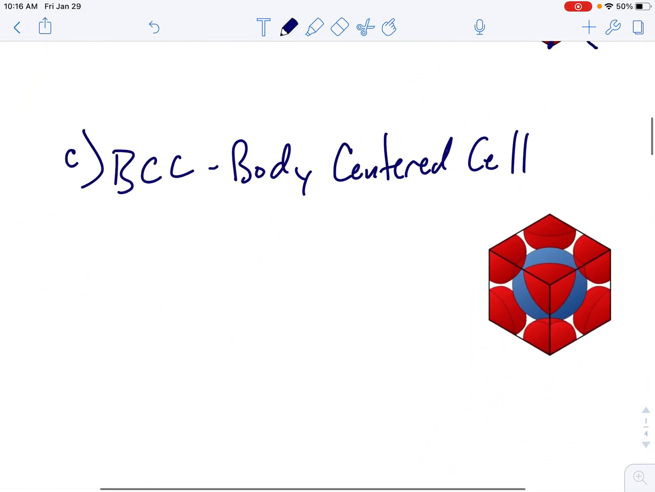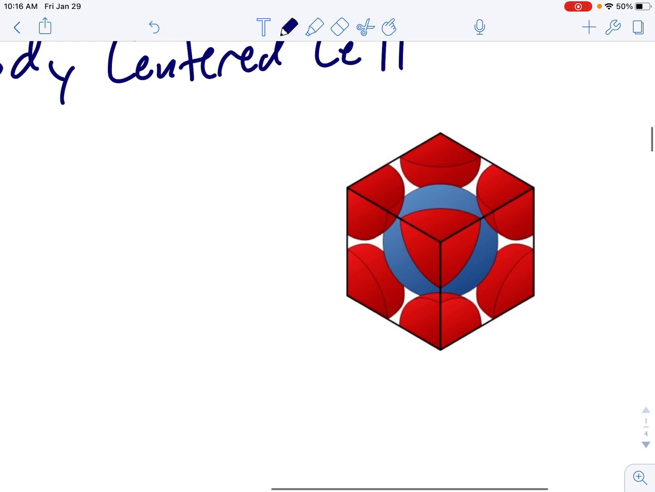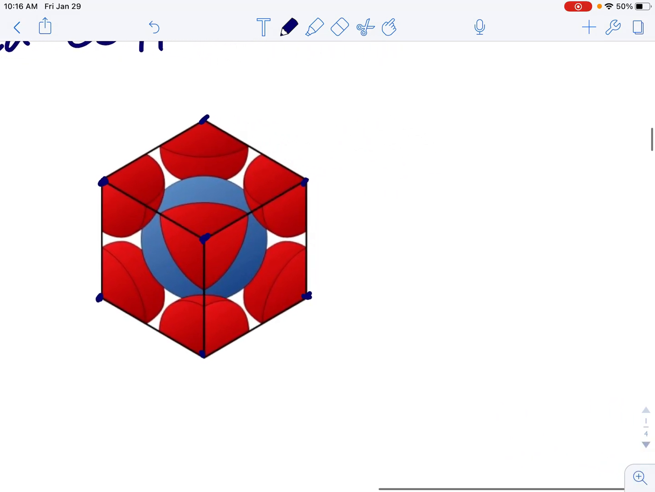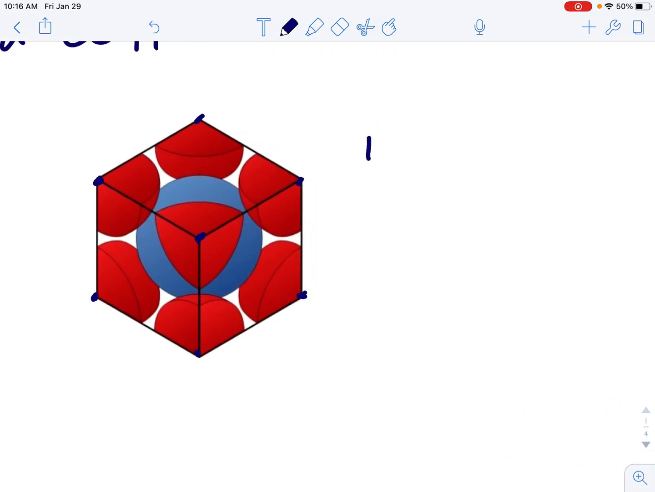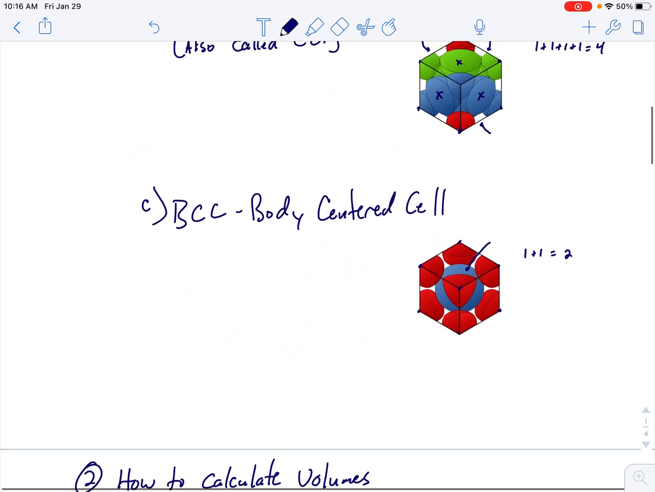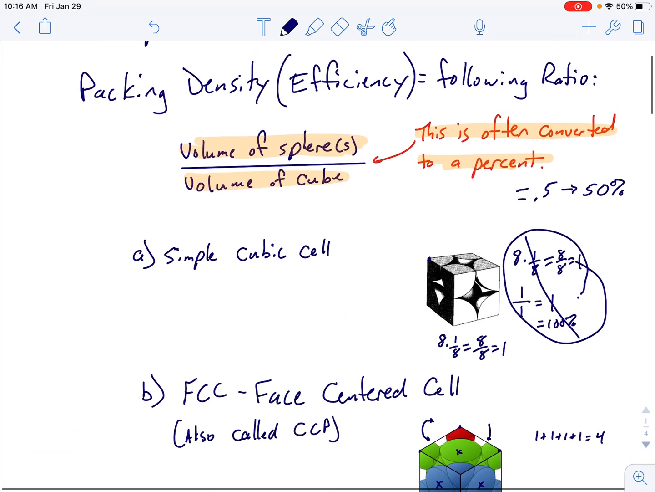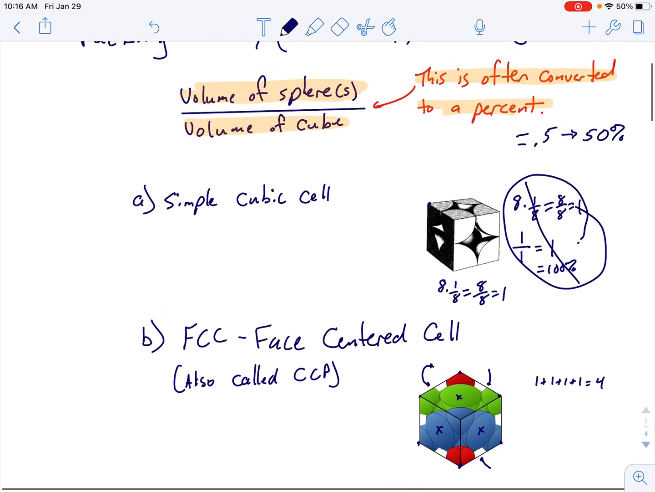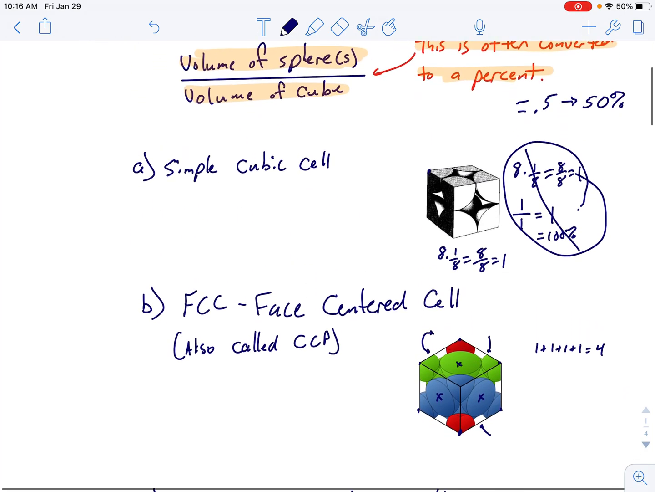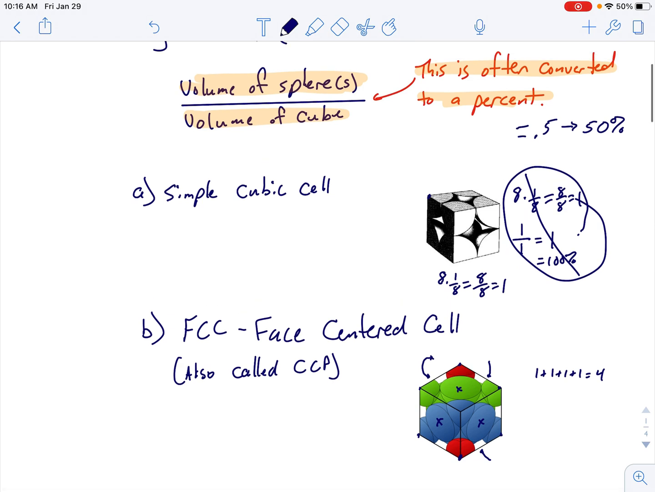And then the third diagram, body-centered cell, once again, we have these 8 vertices. Each one is the center of an 1/8 of a sphere. 8/8 is one whole. And then as you can see, inside that cube is another whole sphere. So there are 2 spheres inside that diagram. So those are the 3 situations we're going to look at, and we'll be calculating the volumes and then converting that to the ratio, which we will express as a percent.